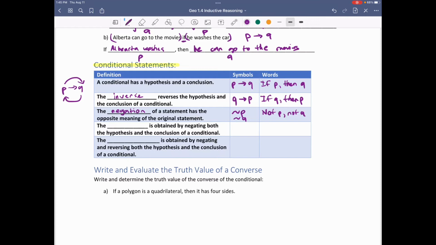And now the fourth definition, which is a converse. And this is obtained by negating both the hypothesis and the conclusion of a conditional. So we would take the original statement, the original conditional, and negate both of P and Q. So if P, then Q. And we read this as if not P, then not Q.